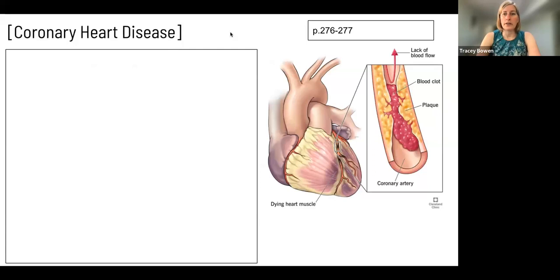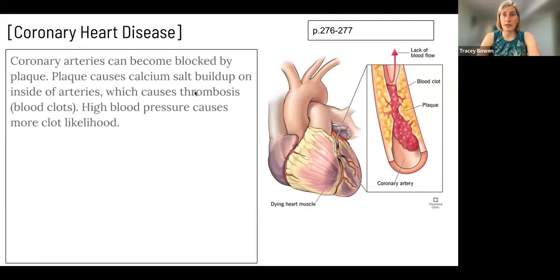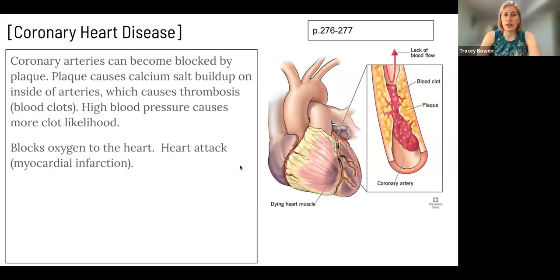So coronary heart disease, this is where plaque is building up in your arteries. Coronary arteries can become blocked by plaque. So we can see here, these are the coronary arteries. Plaque causes calcium salt buildup on the inside of arteries, which causes thrombosis, which are blood clots. High blood pressure is more likely to cause a clot, and that's going to block the oxygen to the heart and cause a heart attack, which is called a myocardial infarction.